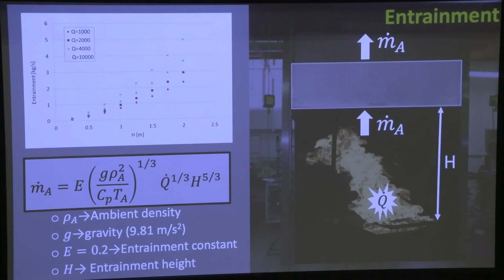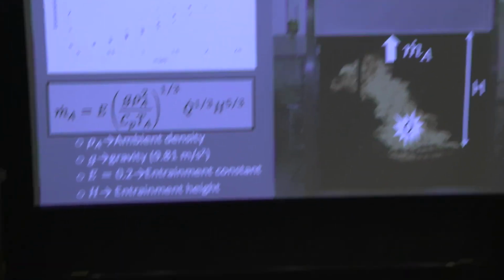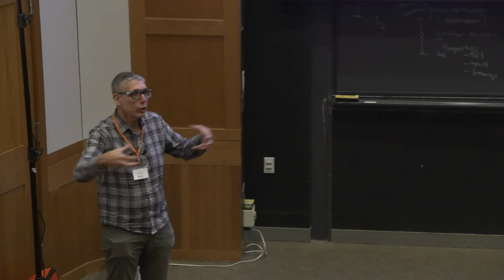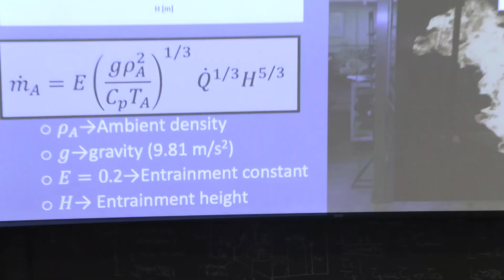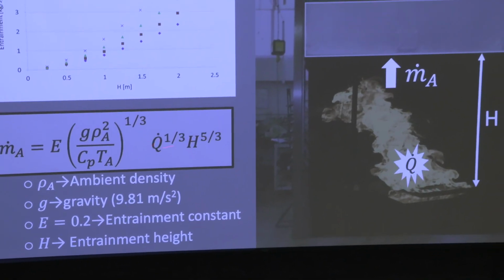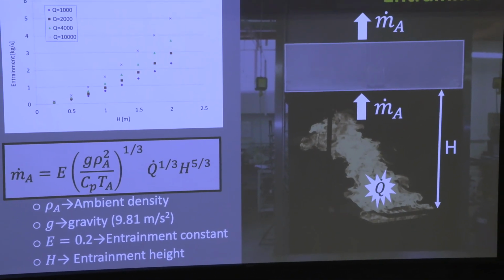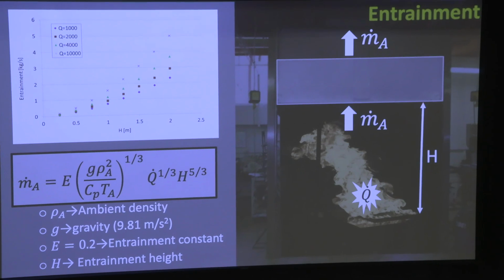Okay? So everything is a constant, and by collapsing all the data, I find the entrainment coefficient of 0.2 for a circular pan that is completely unobstructed. So people have been doing these tests for different configurations: a corner fire, a line fire, different geometries will give slightly different constants. It will not alter the scaling rules, so it will still be Q to the 1/3, H to the 5/3, but it will change the entrainment correlation.